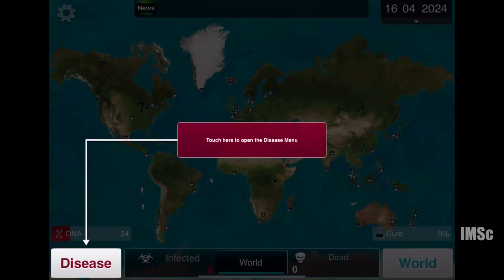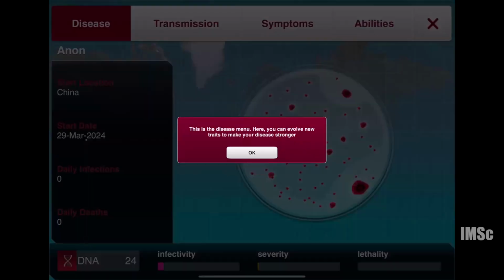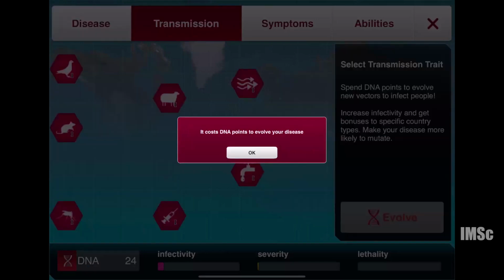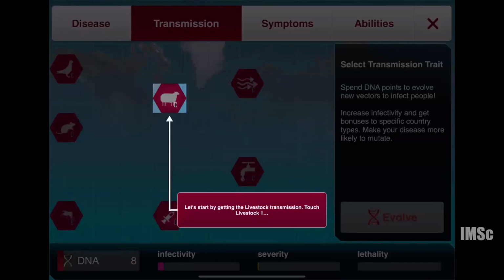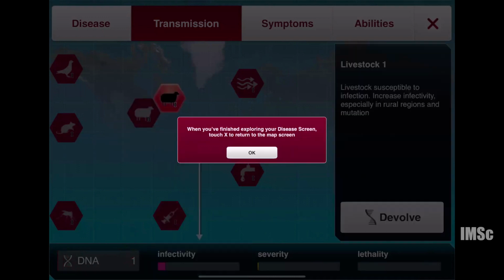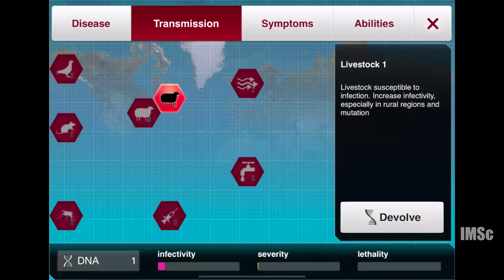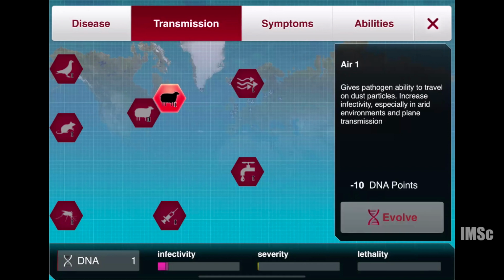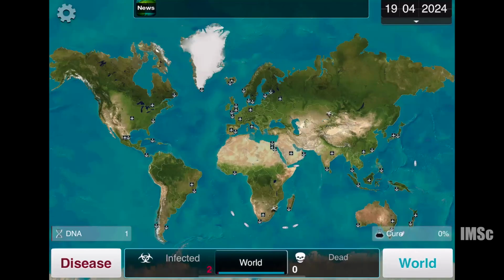We can go to the disease menu and we can give it properties. In the beginning of the game, it tells you what to do. So you don't have a choice right now, but very soon we'll have the choice. It costs us 7 DNA points to evolve that trait, which had to do with, I think, livestock susceptibility to infection. So it increases infectivity, especially in rural regions, and mutation. No, I think right now leave it at livestock.